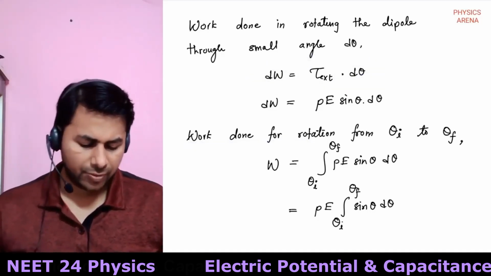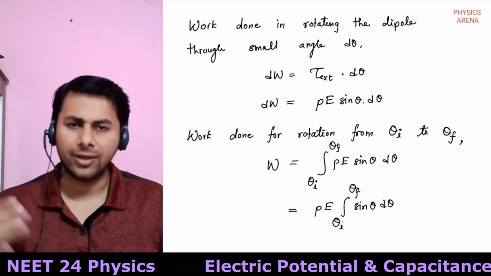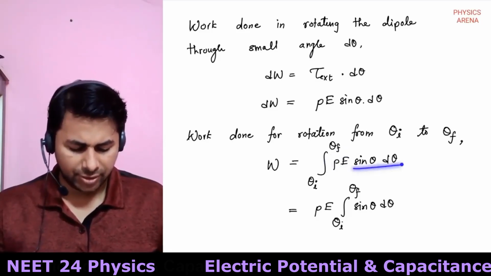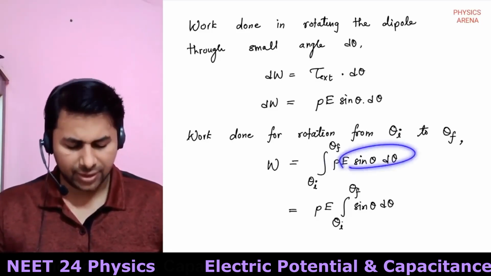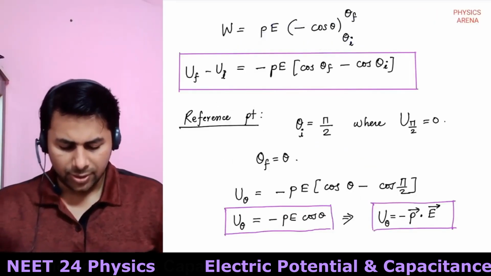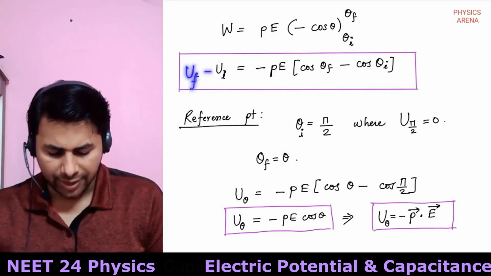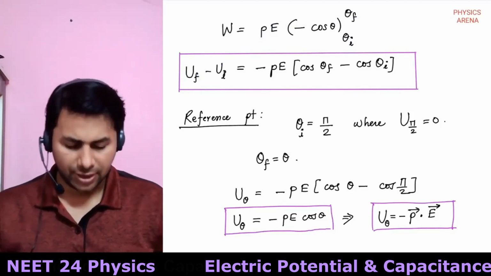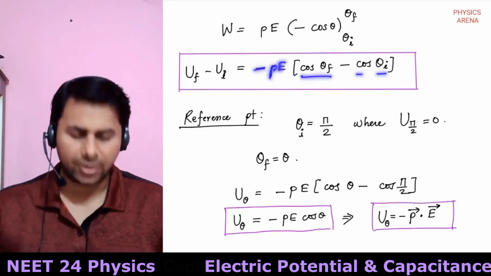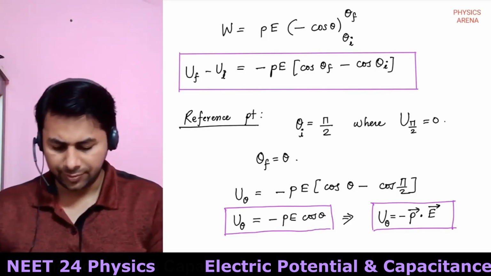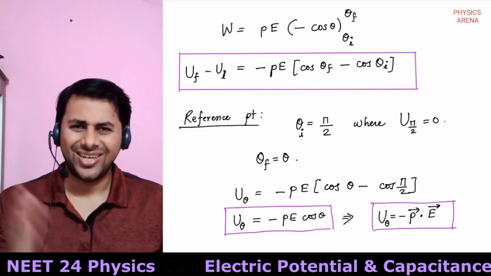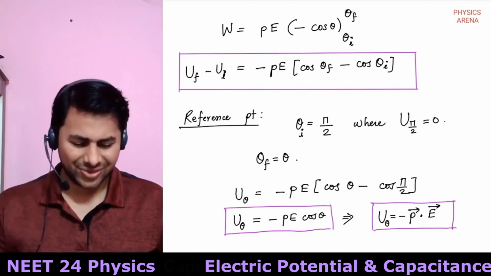And if you want to rotate it from initial angle theta I to final angle theta f, then how much is the work done? So P is a constant. You just have to integrate sine theta, and the integral of sine theta is what? Minus cos theta. So if you do that, the final potential energy minus the initial potential energy turns out to be equal to minus P E into cos of theta f minus cos of theta I. Or you can say theta I is theta 1, theta f is theta 2.